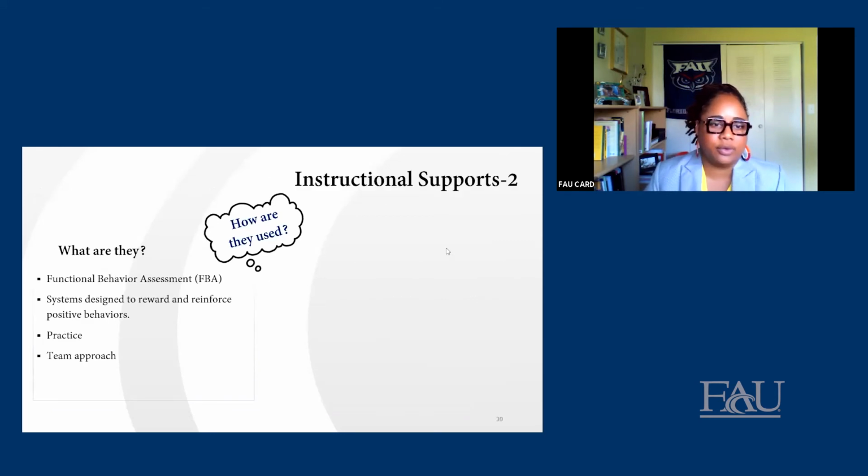A little more about instructional supports, using things like functional behavior assessment, systems that are designed to reward and reinforce positive behaviors, providing practice, right? Sometimes we teach, but we don't give them an opportunity to practice, even if we have to create that opportunity. And then we might also want to use a team approach for all of the things that we want to teach children. So how are these used?